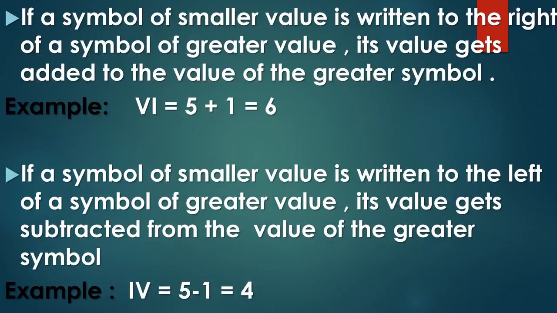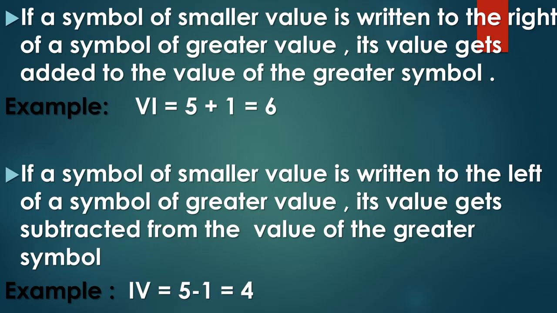Now see the next rule. If a symbol of smaller value is written to the right of the symbol of greater value, I am repeating, if a smaller value symbol is written to the right side of the greater value symbol, then its value gets added to the value of the greater symbol. Suppose I am writing here 6. Now the greater symbol is V, its value is 5, and to its right side a smaller symbol is written, that is I, its value is 1.